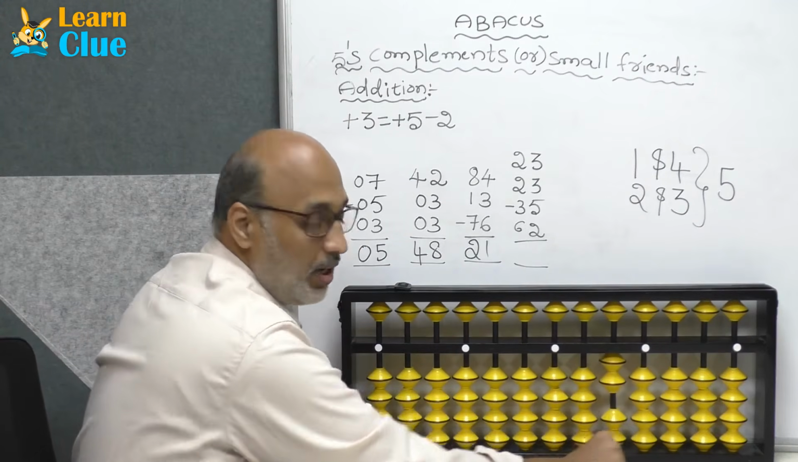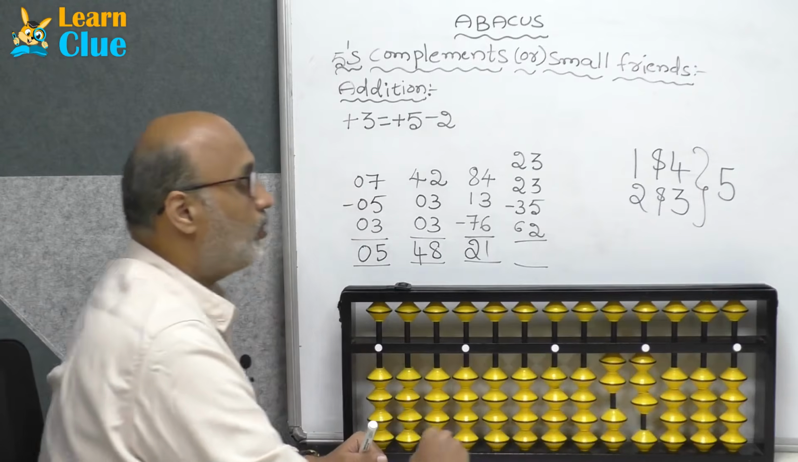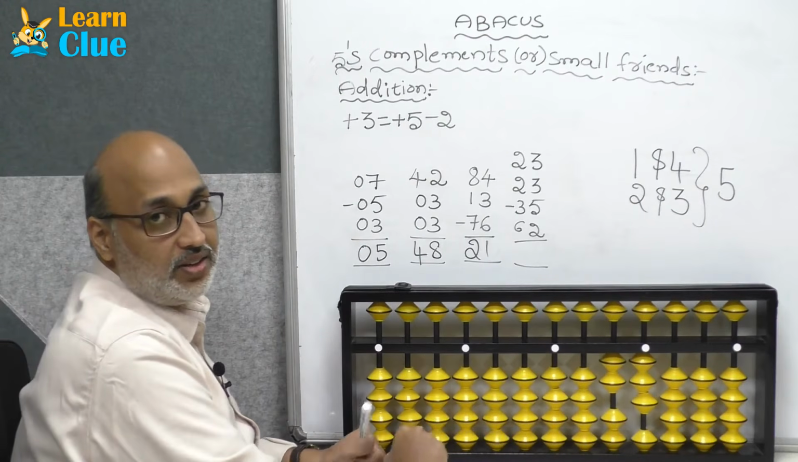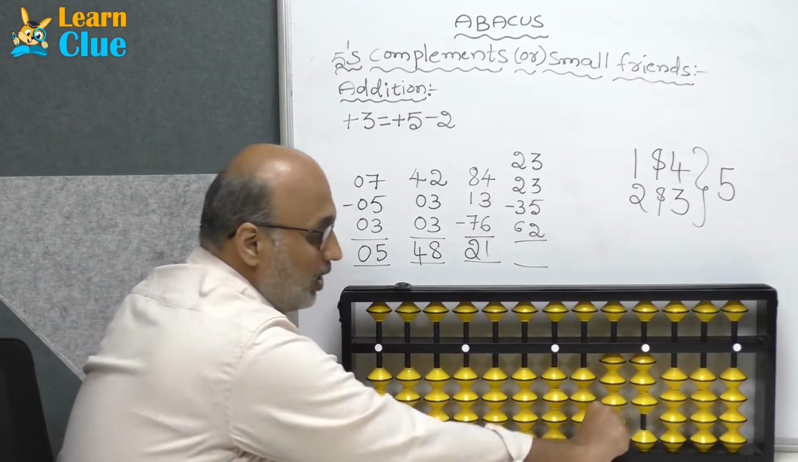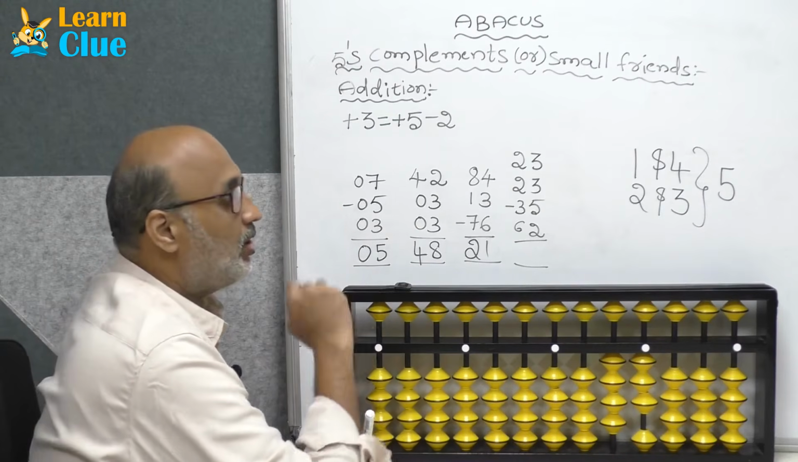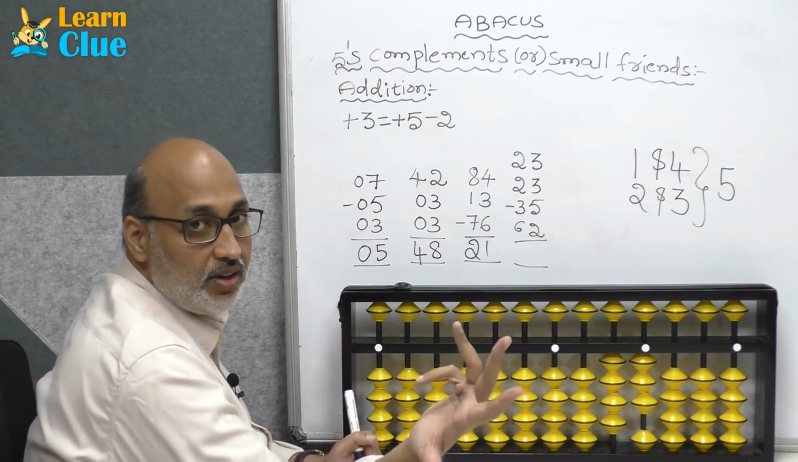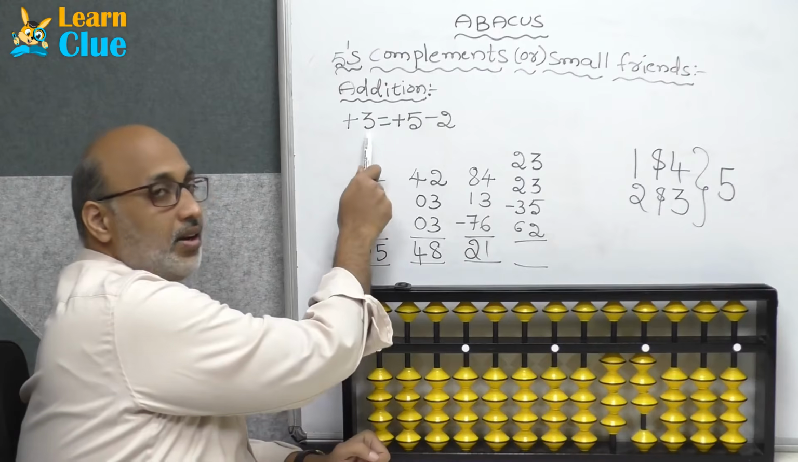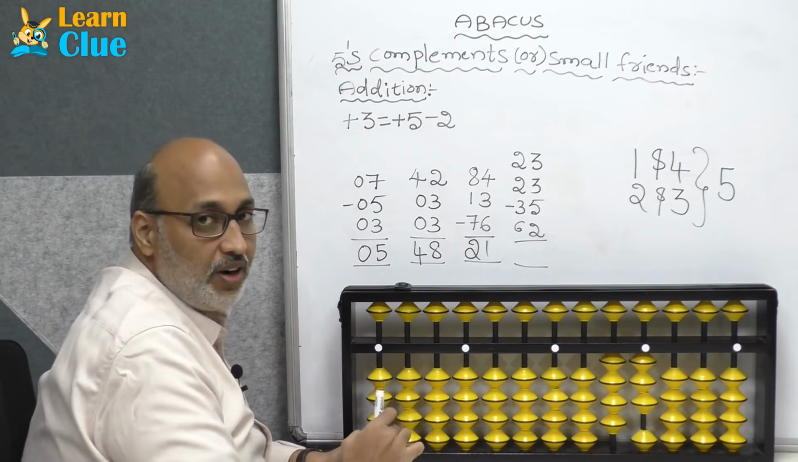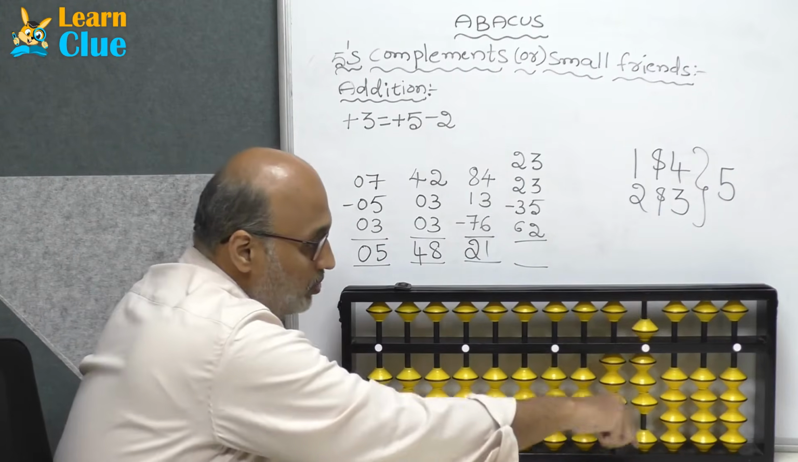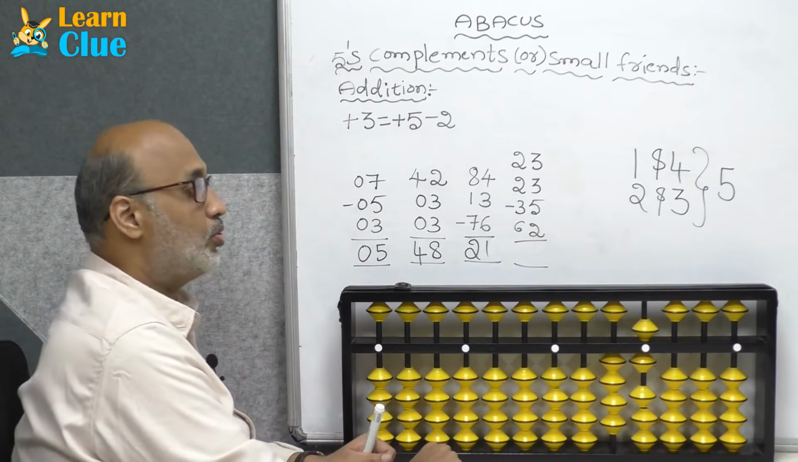23. 20 in tens place, 3 in ones place. Again 23 they are asking. Again 20 in tens place, 3 in ones place. We don't have 3 beads here. So we are supposed to apply a technique. Plus 3. Who is the friend of 3? 2. So plus 5 minus 2.